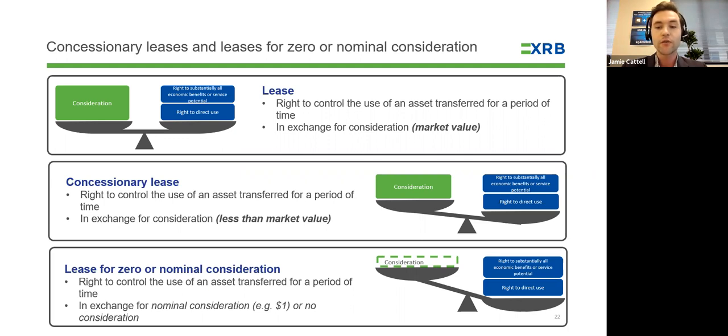Leases for zero or nominal consideration, often referred to as peppercorn leases, follow similar reasoning, but with the consideration transferred being either nothing or a nominal amount such as $1, although there are some circumstances in which there are limitations on the obligations or rights of one or more parties as part of that. So that is why those two things have been pulled out separately.